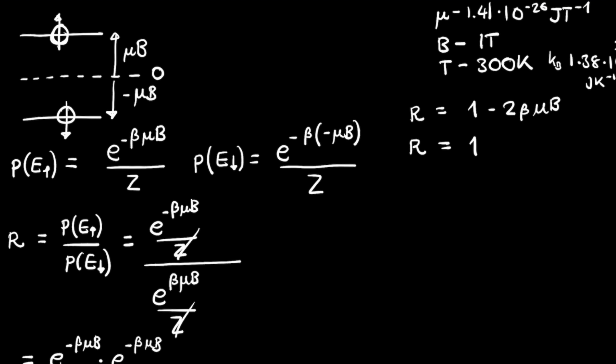And that's kind of what you'd expect. You'd expect that the probabilities of it being in the spin up state and the spin down state are roughly equal. So there's actually the same number of protons up here as there are down here.